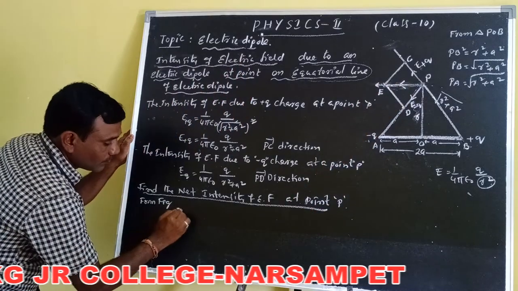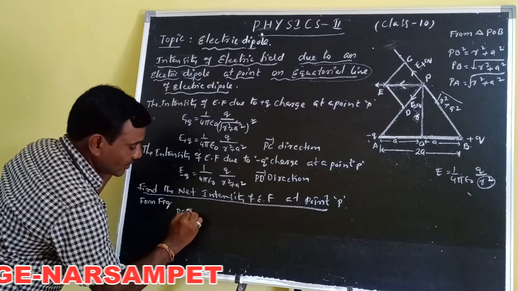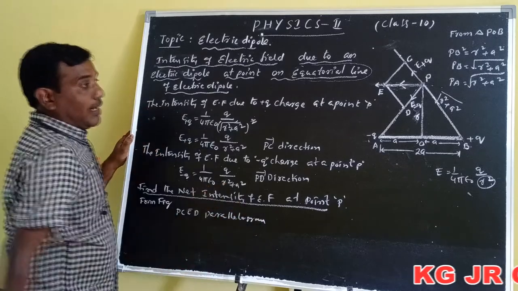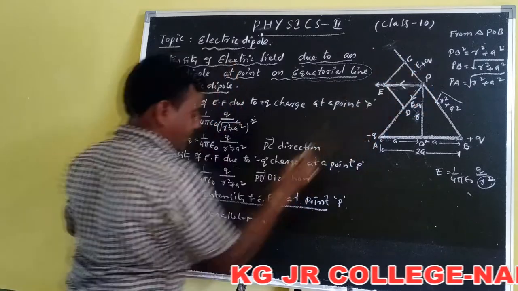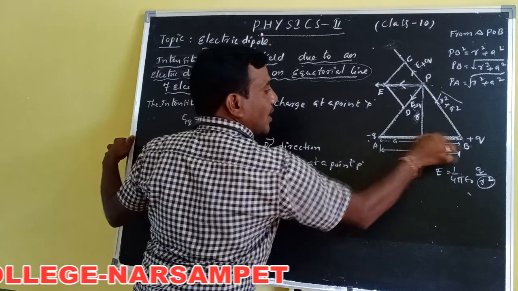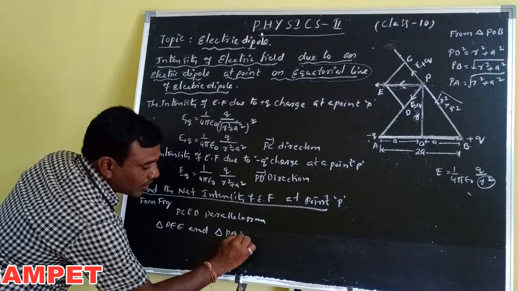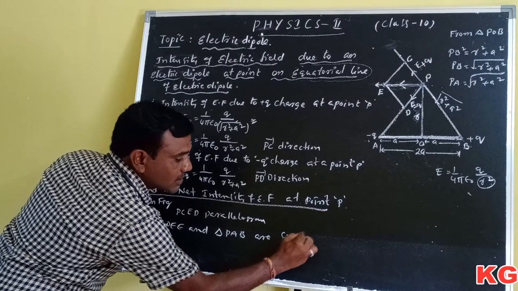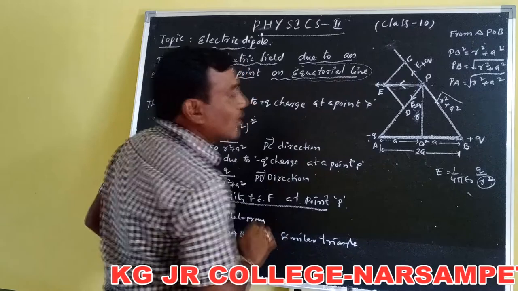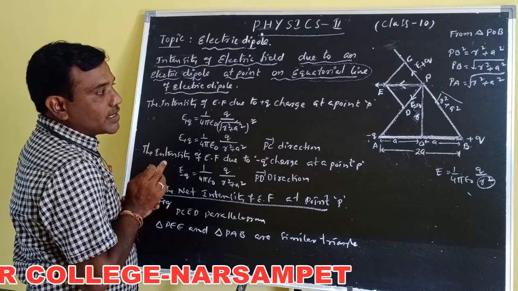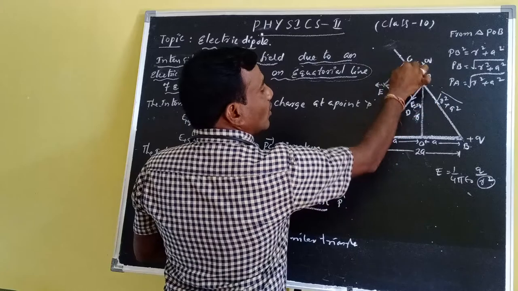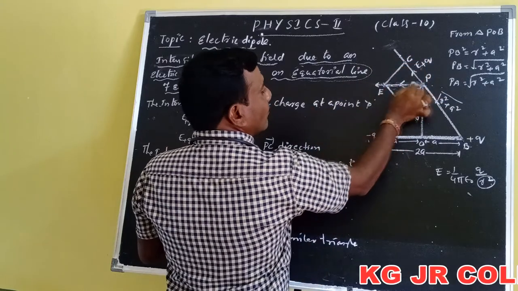the parallelogram PCED, with PC and ED, and the triangle PCE and triangle PAB are similar triangles. Which type of triangles are these? These are the same, equilateral triangles. Now to find the final direction of the intensity of electric field. Which direction here? It is the PA direction, the diagonal of the parallelogram. Now we find the value of E.